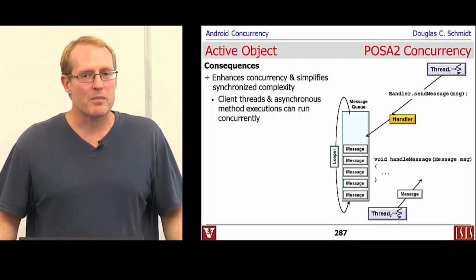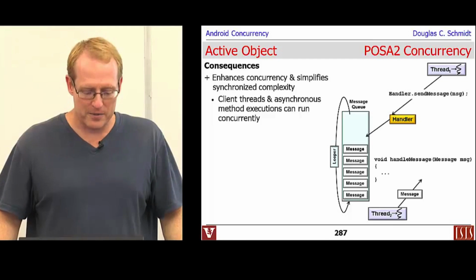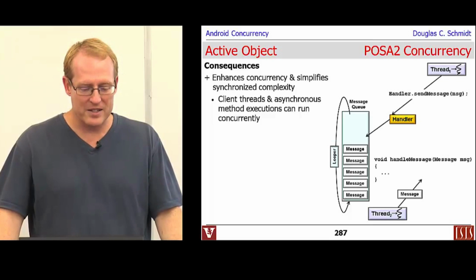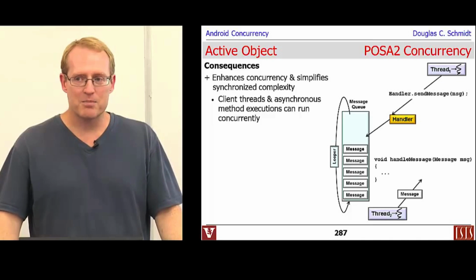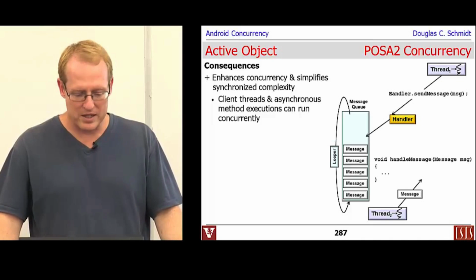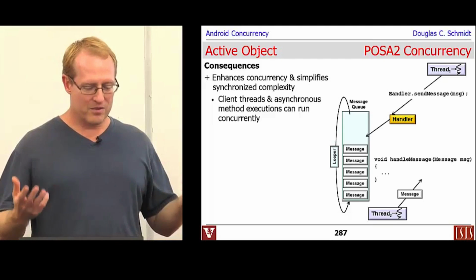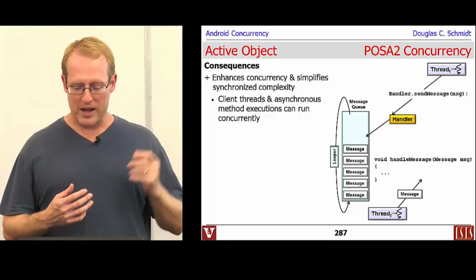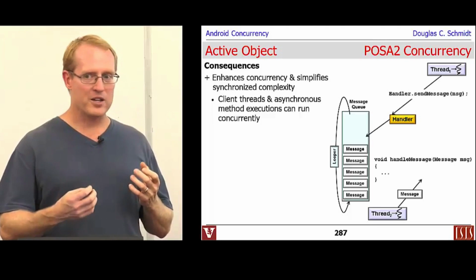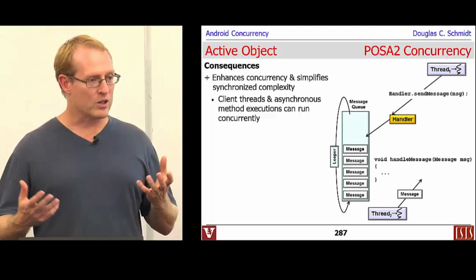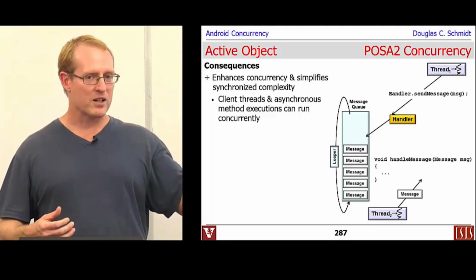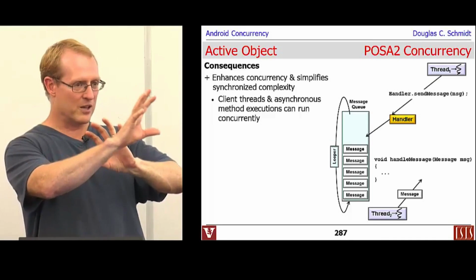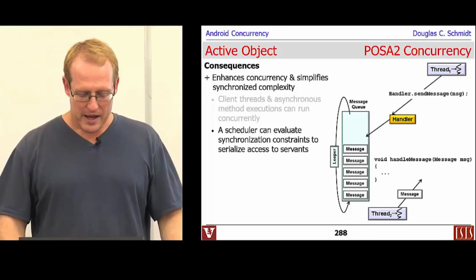Okay, so let's talk a bit about the consequences of this pattern. The good part about this pattern is it enhances concurrency and simplifies synchronization complexity. And the reason it enhances this is because it allows us to have client threads and method invocations run concurrently. You invoke an operation and it runs in another thread. Multiple threads can invoke operations. They'll run in the other thread or threads, as we'll see in a second.